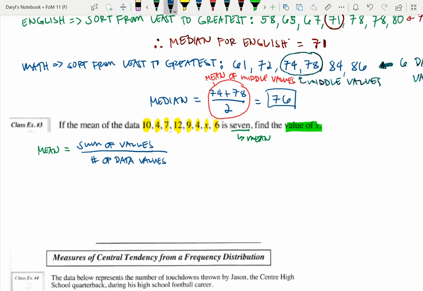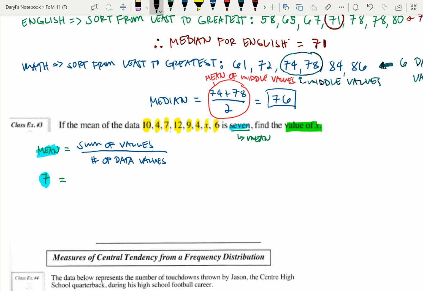So if we're going to do that, the mean is 7. Then the sum of the values, that means that I'm just going to add them.